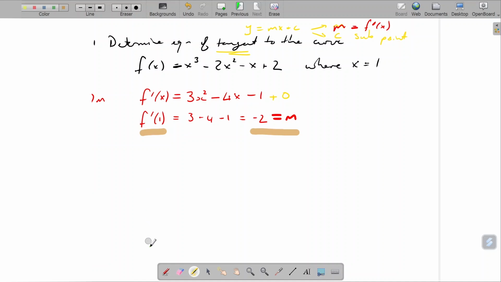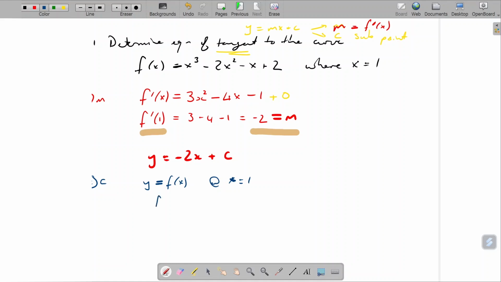Okay, so again, now we just go through our normal steps. We now know that y equals minus 2x plus c. Now, our second step is to do what we've done in other cases before. We now need to substitute in a point. A point always involves an x and a y value. The problem we have is we don't have a y value, but we should know that y equals f of x. So we need to find it at x equals 1.